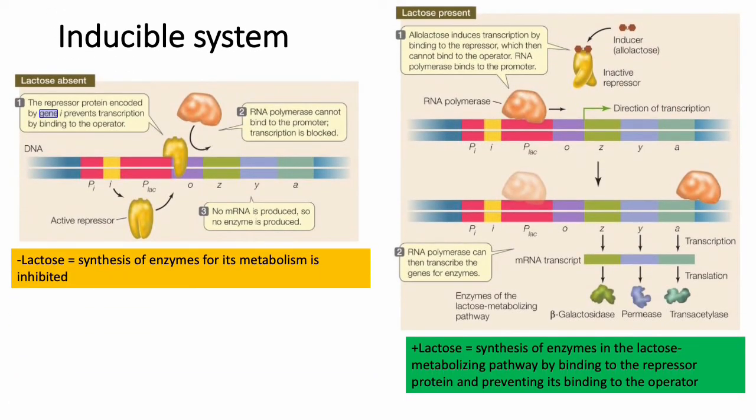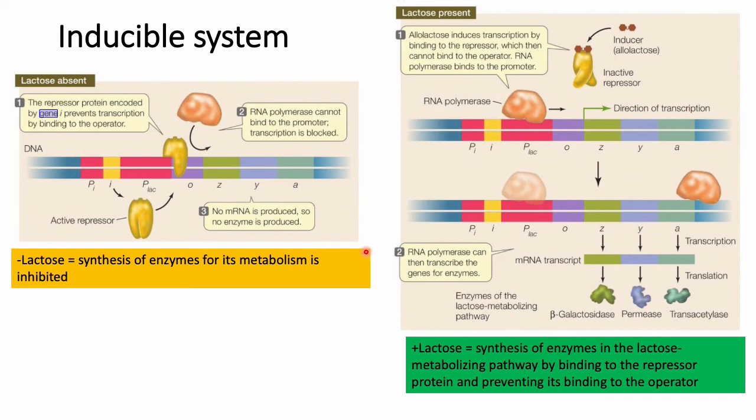So the inducible system. In bacteria, bacteria can switch on and switch off different systems, and when lactose is absent, the synthesis of enzymes for its metabolism is inhibited. So the repressor protein encoded by a gene prevents the transcription by binding to the operator, and then the RNA polymerase cannot bind to the operator, and transcription is blocked, and there is no messenger RNA produced, so there's no enzyme produced.